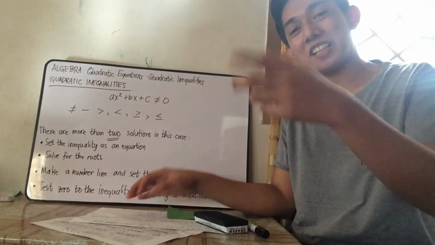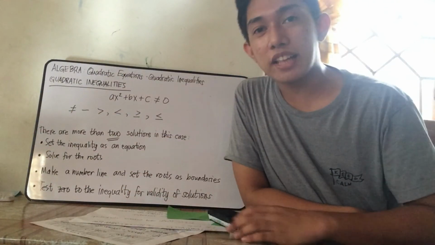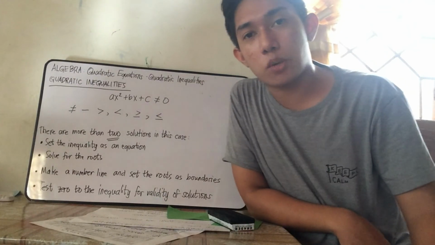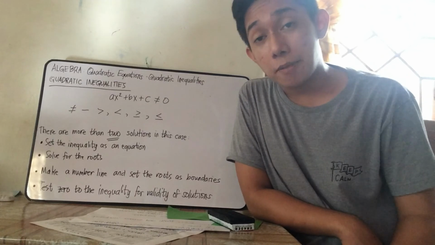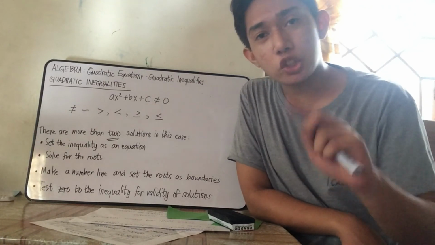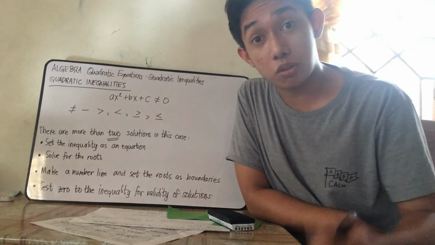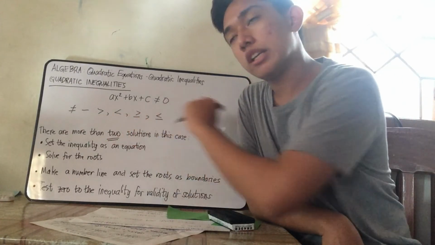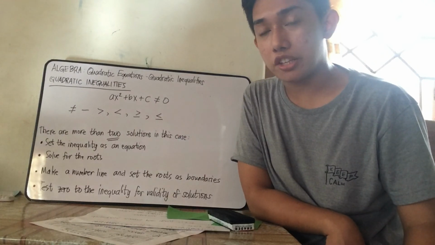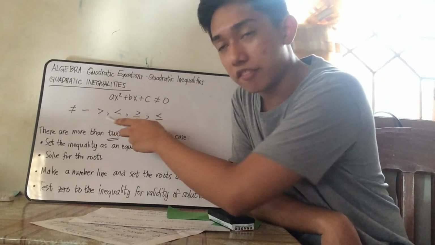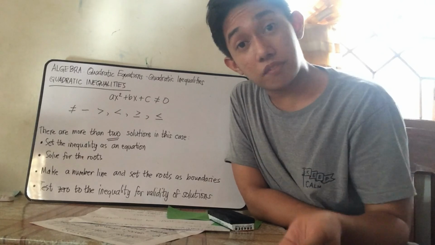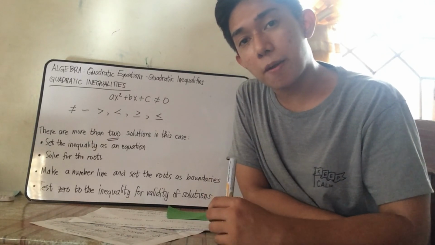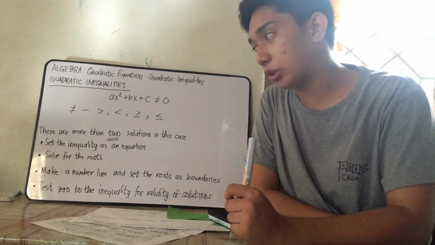So, let's start the discussion. For quadratic inequalities, this involves some sorts of concepts of quadratic equations. But this time, we will not use equal sign anymore. Not just equal sign. But we will use the basic 4 signs that we will be learning in this video. So, for the first sign, we have the greater than. The next, we have the less than. We have greater than or equal to. And we have less than or equal to.